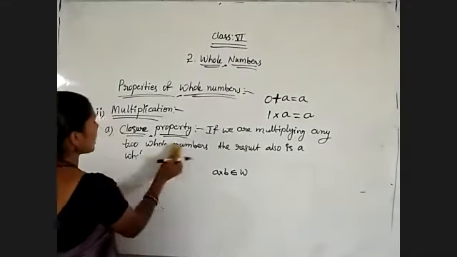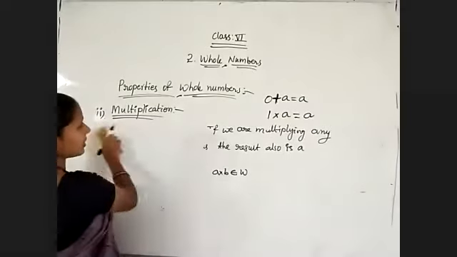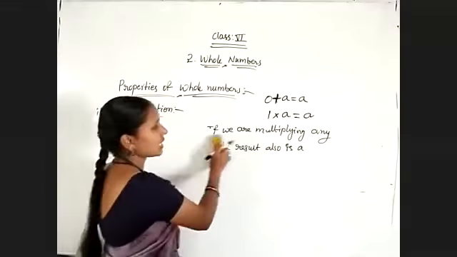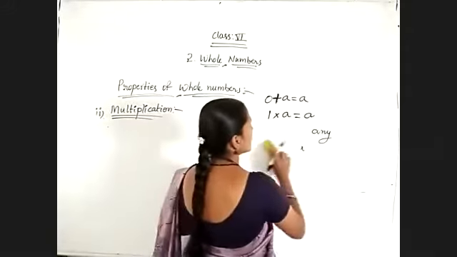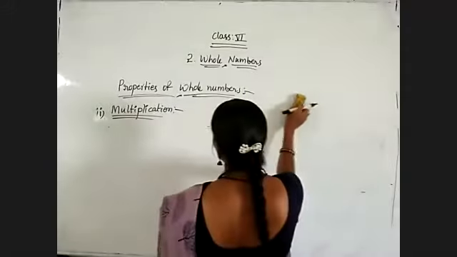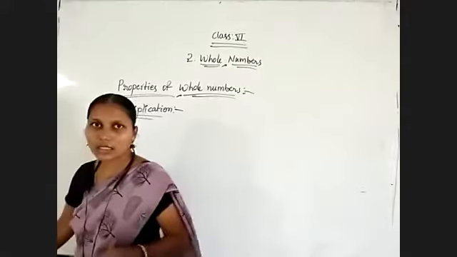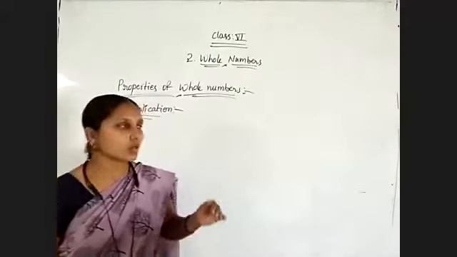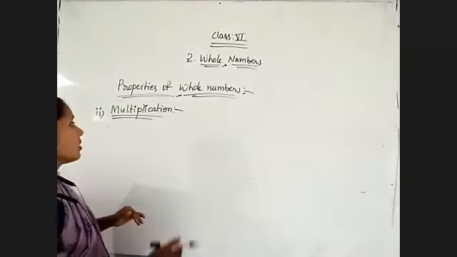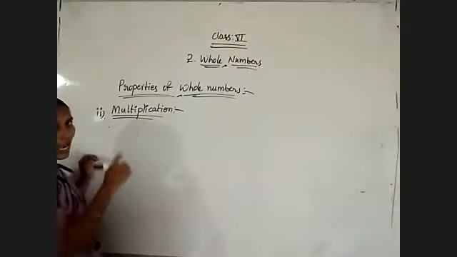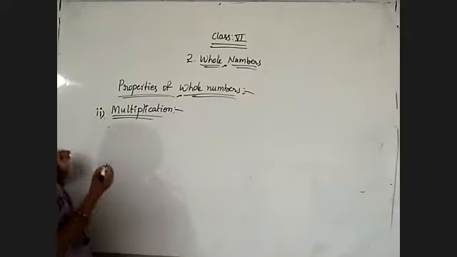So for addition, how have we studied the commutative property? When we are changing, that is a plus b is equal to b plus a. When we are changing any two numbers and adding, the result is not changing. So that is suitable only for two numbers. Here also it is the same thing. There we did addition. Here we need to go for multiplication.